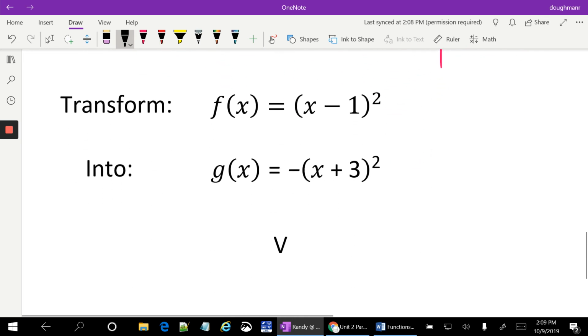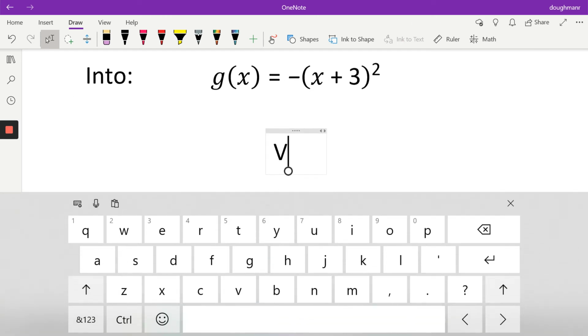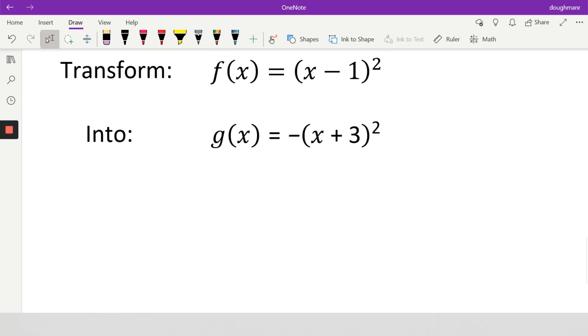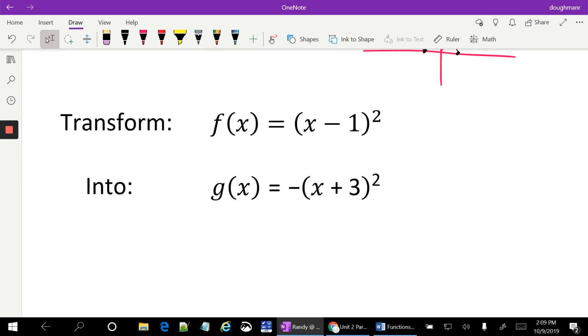Okay. We could be asked to do something like this. We can be given a function and then say how to transform f of x to where it equals g of x. All right. So first thing, now this one I'm going to work inside the parentheses first. So if I'm getting from x minus 1 to x plus 3, it looks like I got to add 4 to f of x. All right.